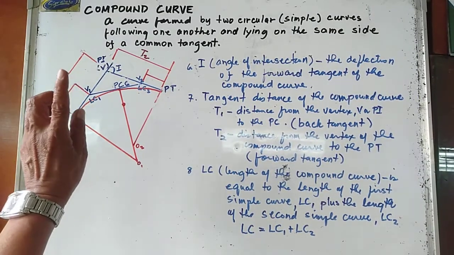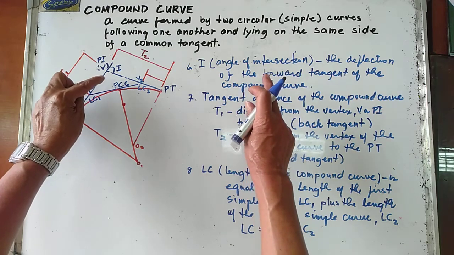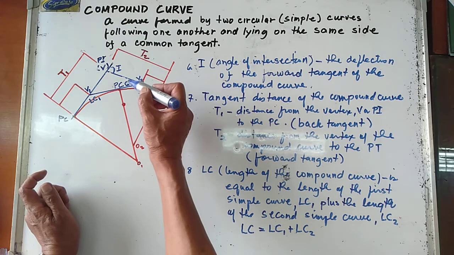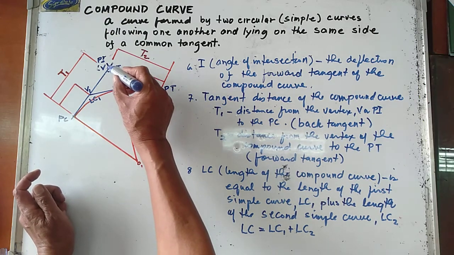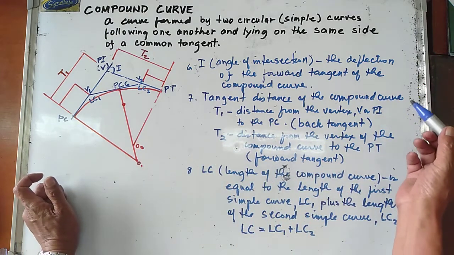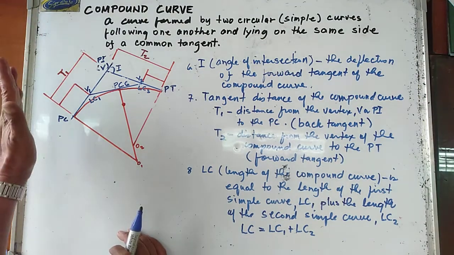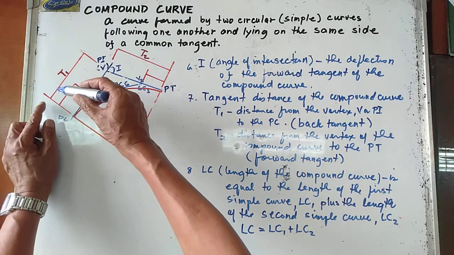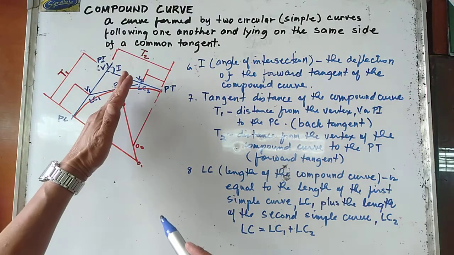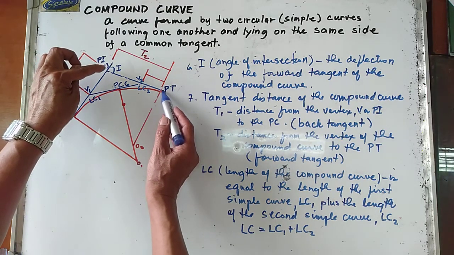Other elements of the compound curve: your I here is the angle of intersection, that is the deflection of the forward tangent of the compound curve. Then there is the tangent distance of the compound curve. There are two tangent distances: one is on the side of the PC, which is your T sub 1, and one is on the side of the PT, which is your T sub 2.